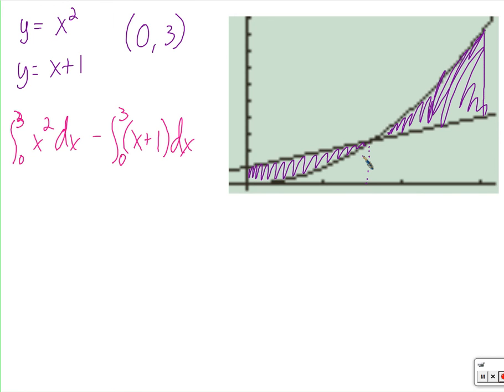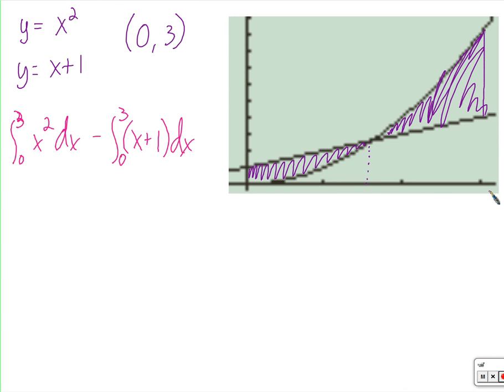Now, if I take the area under that parabola, and then I take the area underneath the line and subtract that, what will that give me? It will give you a positive area, the area between the two curves, what you're looking for. So over here, if I do the area under the parabola minus the area under the line, I get this negative area. If I do it over here, it works out.